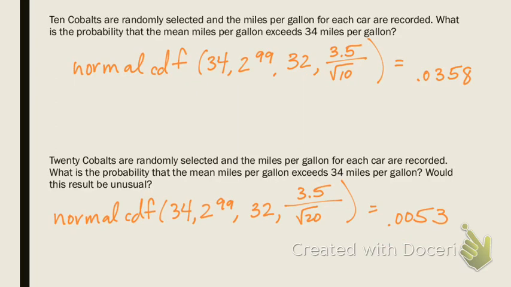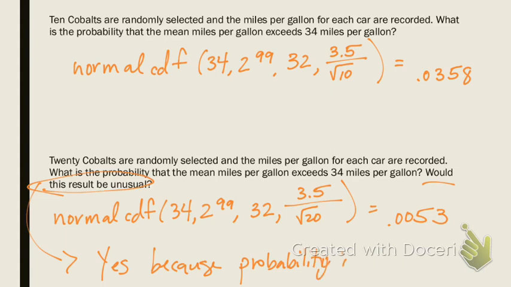Okay, the last thing. It says, would this result be unusual? Yes, because the probability is less than 5%. Something is unusual if it's less than 5% of the time. Why can't you just say it's less than 30? Well, it's given the population is normal in the problem, so it doesn't matter if the sample size is 30. Is that the probability we're finding? Yes. So this is like a 3.5% chance of happening. This is a 0.5% chance of happening.